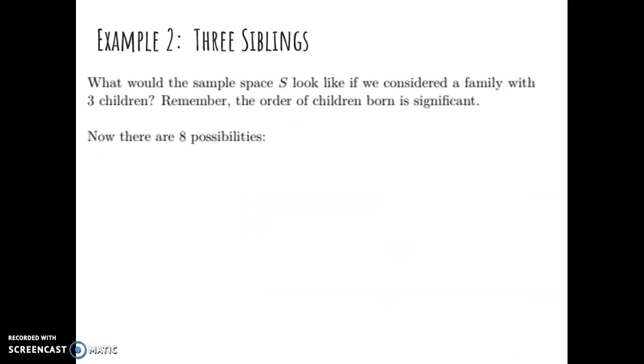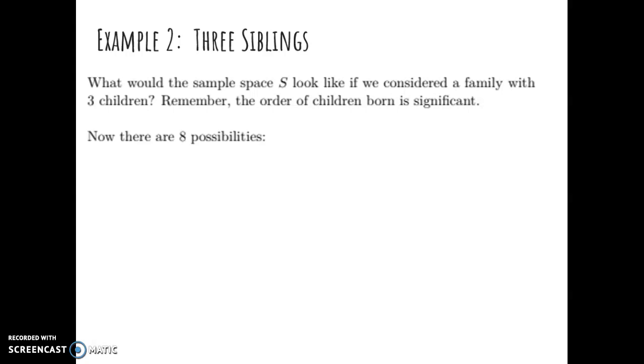All right. What would the sample space look like if we considered a family with 3 children? Remember, the order of children born is significant. There's going to be 8 possibilities. So pause the video and try to draw out the sample space and then list the outcomes, the 8 outcomes for 3 siblings. So go ahead and pause.